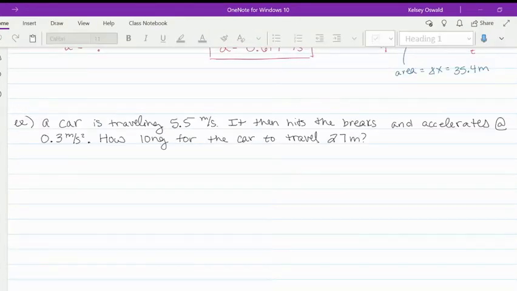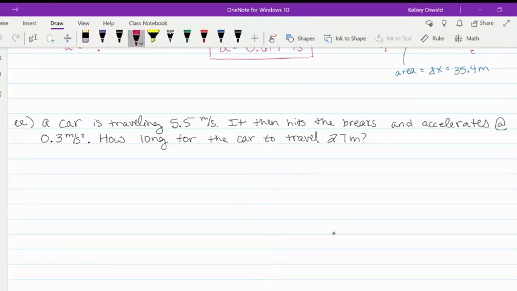Next example. So in this example, we have a car traveling 5.5 meters per second. It then hits the brake and accelerates at a rate of 0.3 meters per second squared. We want to see how long it takes for the car to travel 27 meters. So, same with our other problems, we're going to start off by writing what we know. Here we know our displacement for our object is 27 meters. That's how far we want our car to travel. We know initially our car is moving at a velocity of 5.5 meters per second.